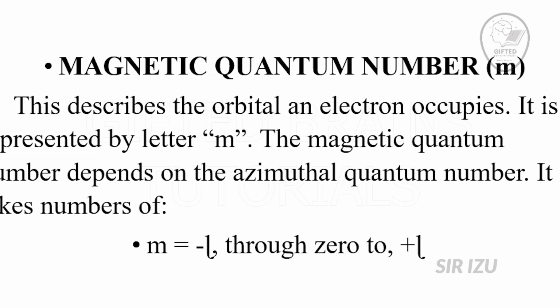In describing these quantum numbers for n equals 1 and 2, I will give details of how this m value works. But when we say m, we're talking about the magnetic quantum number.